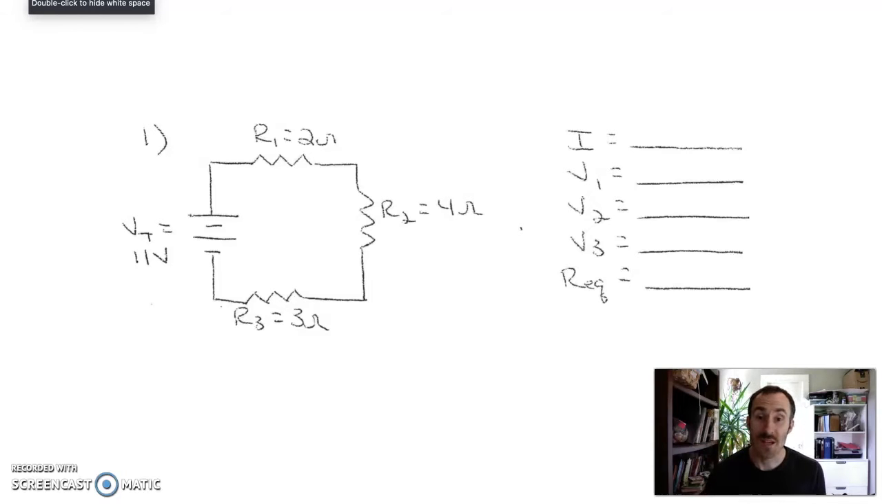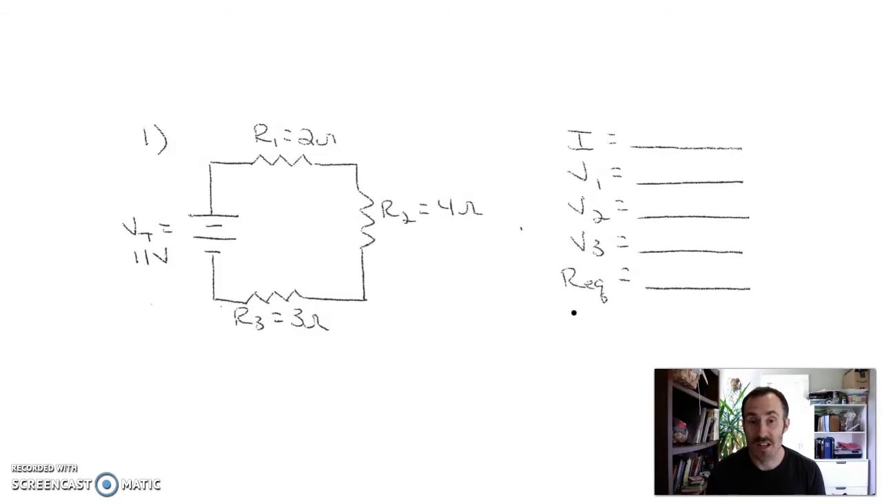I want to do a couple examples here about solving series circuits. So we have a voltage source over here of 11 volts. We have a 2 ohm resistor 1, 4 ohm resistor 2, and 3 ohm resistor 3. And we're supposed to figure out current, each of the voltage drops across the resistors, and what the total resistance is, or the equivalent resistance.